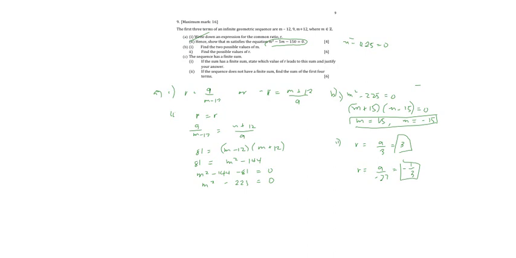State which value of r leads to this sum and justify it. We will have a finite sum when our r is negative 1/3 because the absolute value of r is less than 1, this always gives us a sum that is convergent. The sum is convergent, so it will be finite.